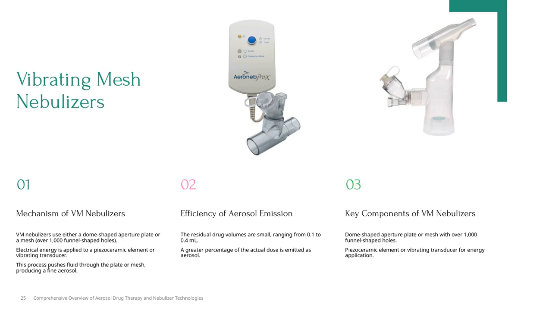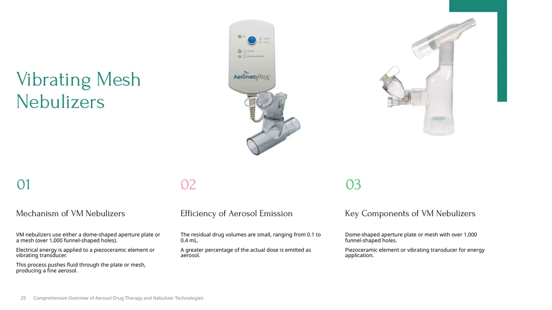Moving on to the mechanism of VM nebulizers, these devices use either a dome-shaped aperture plate or a mesh with over 1,000 funnel-shaped holes. Electrical energy is applied to a piezoceramic element or a vibrating transducer, which then pushes the fluid through the plate or mesh. This process creates a fine, consistent aerosol that can be easily inhaled.